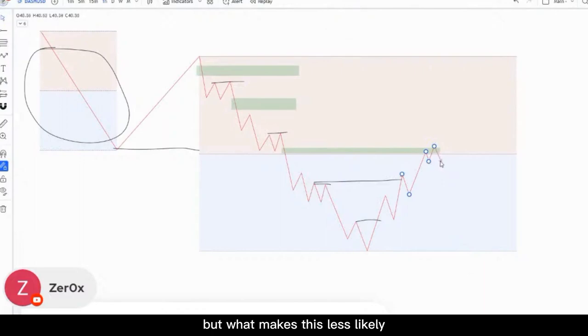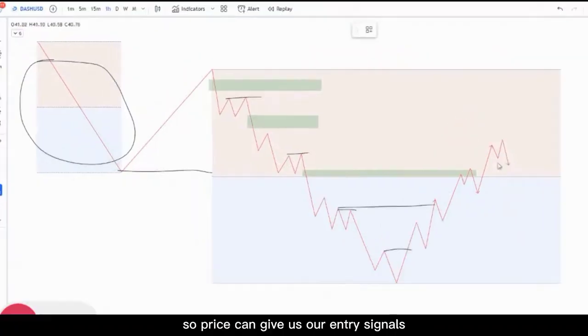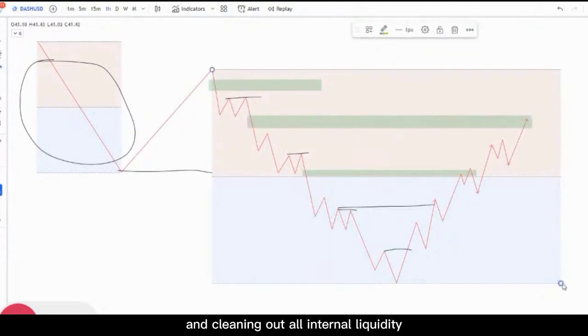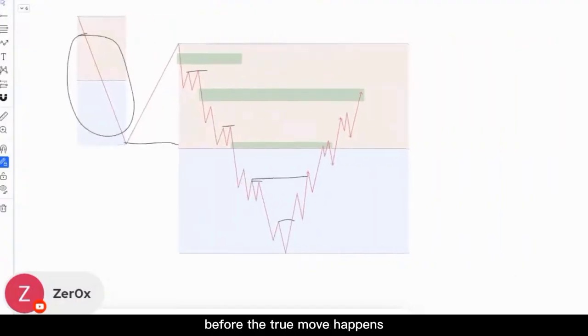But what makes this less likely is if we have a lot of internal liquidity remaining. So for instance, in this example, if price wants to come back up after that, it's going to take these highs. Then it might give another reversal signal. Now we can try to take this all the way down, but we have to understand that it's not as likely as if we had cleaned out all external liquidity. So price can give us our entry signals and tell us the market's reaching lower, but maybe it's just reaching for this lower, maybe a fair value gap here, because the true narrative is to continue pushing through the range and cleaning out all internal liquidity before the true move happens.